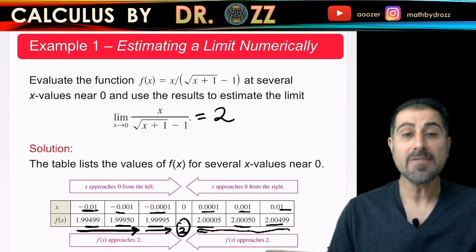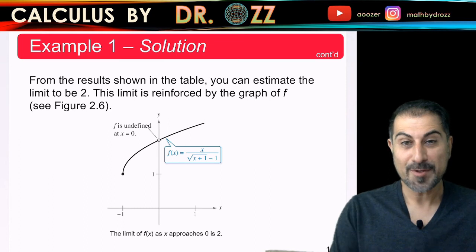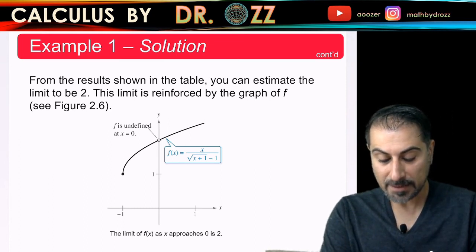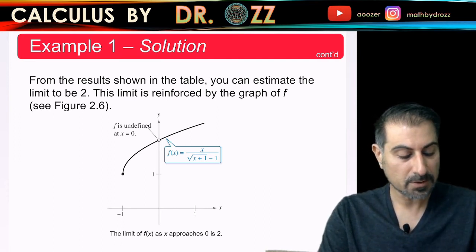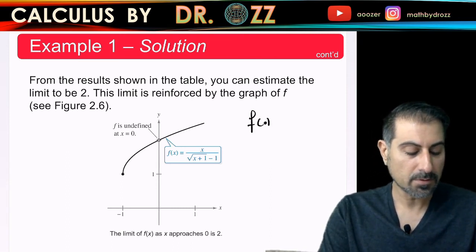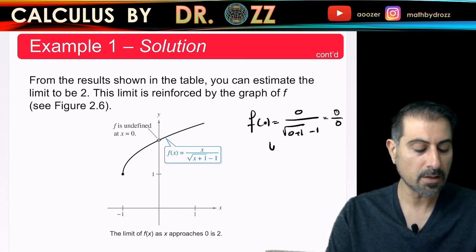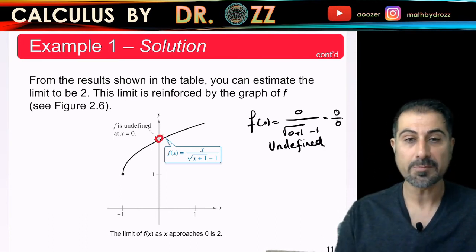And let's convince ourselves graphically as well. Remember that x equals 0 makes the function undefined. Still, 0 is not in the domain of the function. You can see it right here. When you plug in 0 for x, f of 0 is 0 over radical 0 plus 1 minus 1. That is going to take you to 0 over 0, which is undefined. For that reason, x equals 0 is not in the domain. So we have a punch here, as you see.